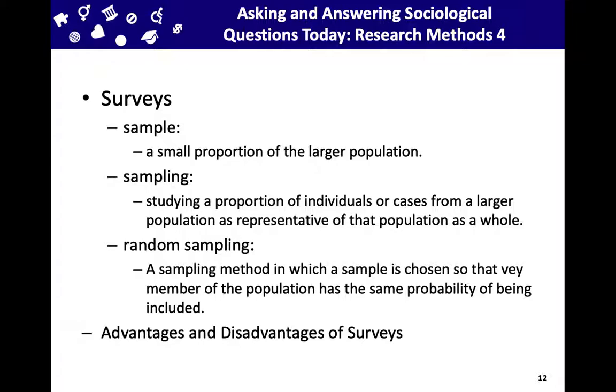Random sampling usually improves the ability for students to generalize for the entire college. Surveys are a great way to ask a lot of different questions. Basically what we're saying is surveys are very efficient as a research method.